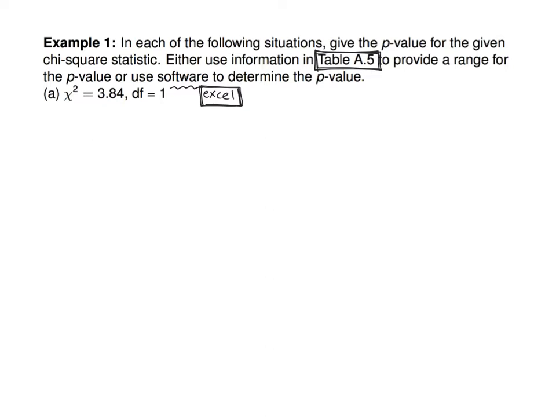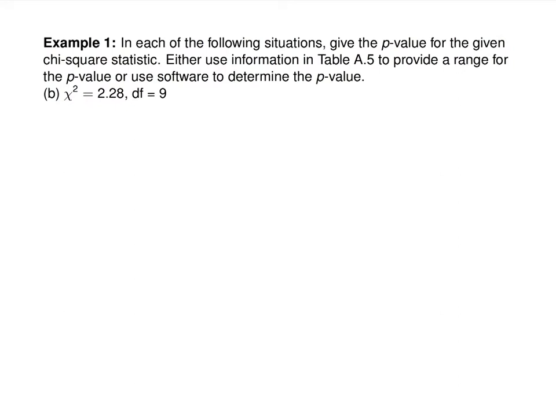Okay, so chi-squared equals 3.84, degrees of freedom equals 1. We'll look in table A.5, and you find that the p-value is equal to 0.05 in this case. And since that one exists in the table exactly, we're not going to worry about how you use Excel to do it.